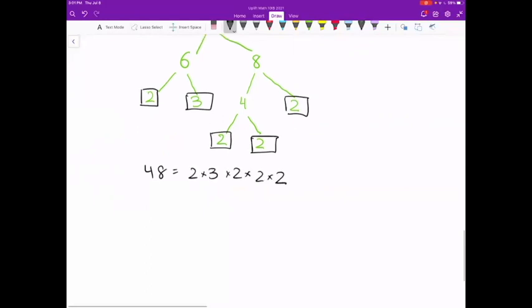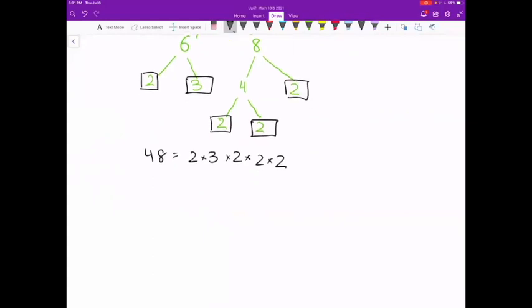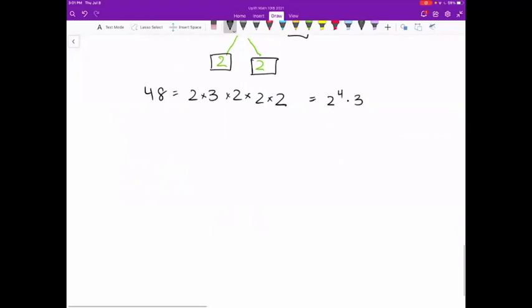And that would be how we represent a prime factor. However, if we want to condense it, we can write this in a power notation. So 2 to the power of 4 times 3. That's how you would simplify it. And the next method we're going to go over is the division method.